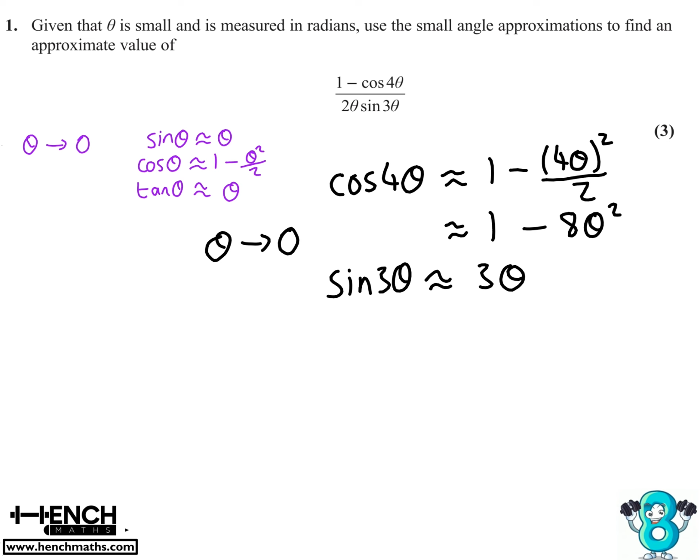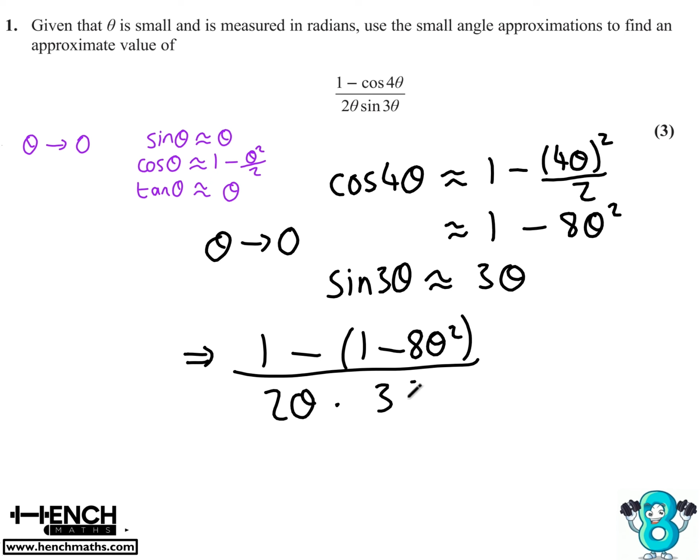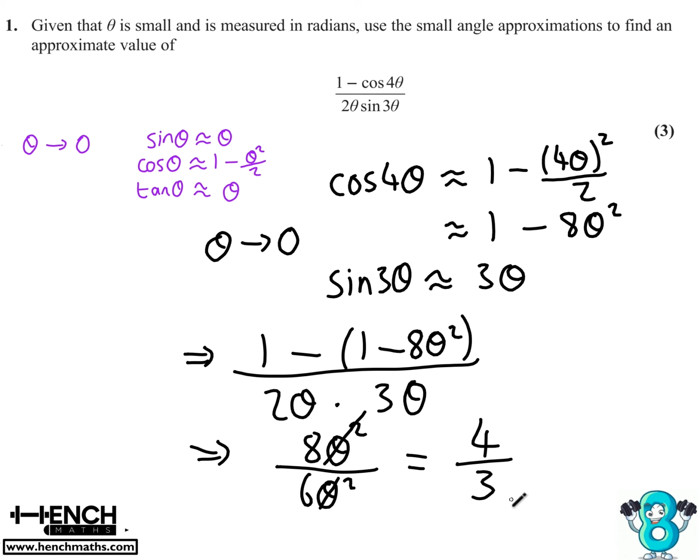So we put this into our formula, so it becomes 1 subtract (1 minus 8 theta squared), all divided by 2 theta, which remains the same, multiplied by 3 theta. So we're going to end up with the 1's cancelling out, so 1 subtract 1 cancels out, negative, negative, so we get positive 8 theta squared, divided by 2 times 3, theta times theta, 6 theta squared. So your thetas will cancel out, and so the approximate value will be 4 over 3. That's our final answer for question 1.